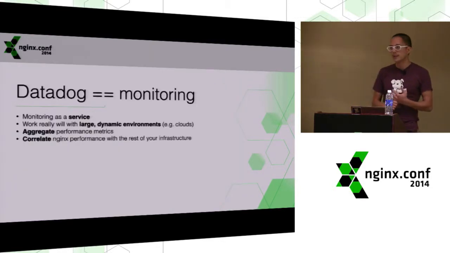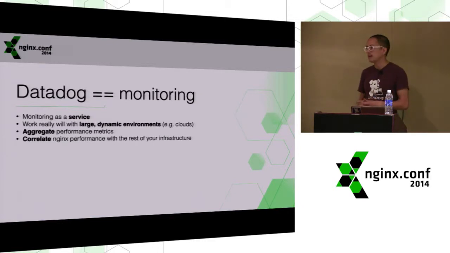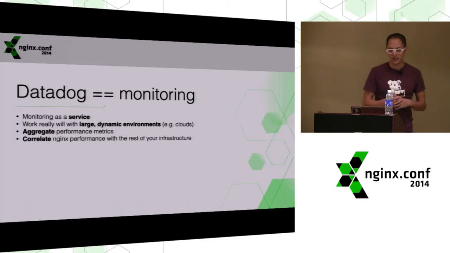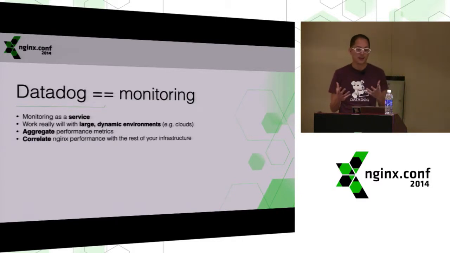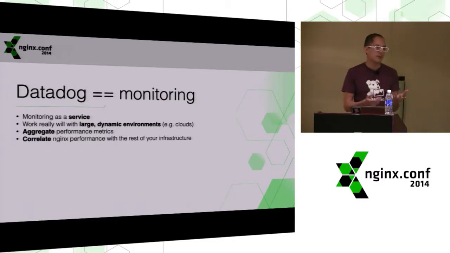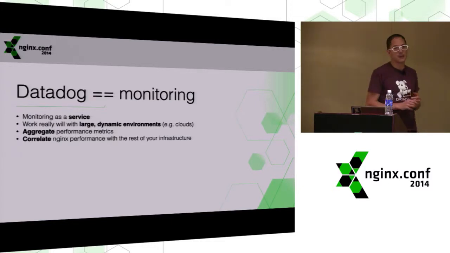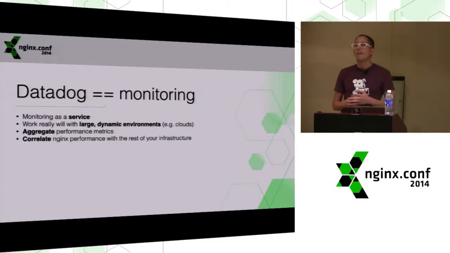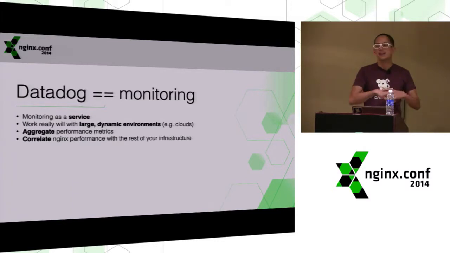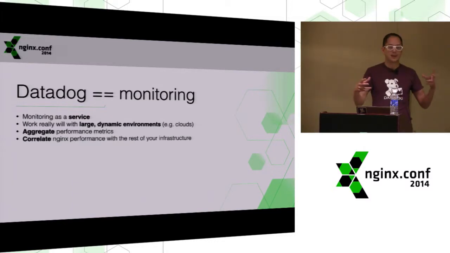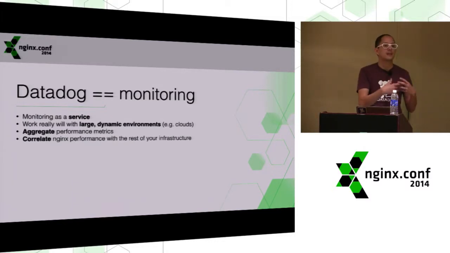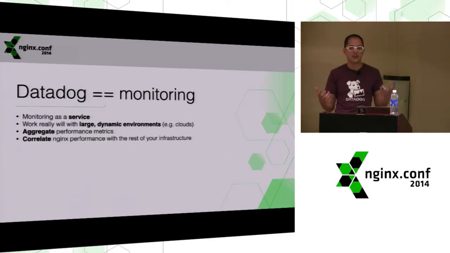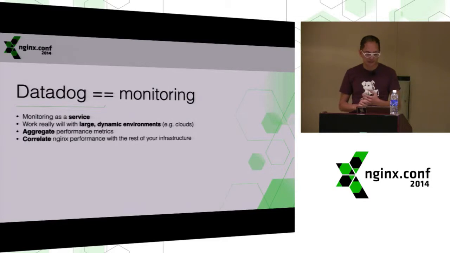And what is Datadog? What we do is monitoring. And that's really why I thought it'd be interesting for me to talk here, because Datadog is a monitoring service, and one of the things we monitor is Nginx. We run as a service, which means that we get a bunch of customers that connect their infrastructure to us, and we receive performance metrics. And among these performance metrics that we receive are Nginx metrics.